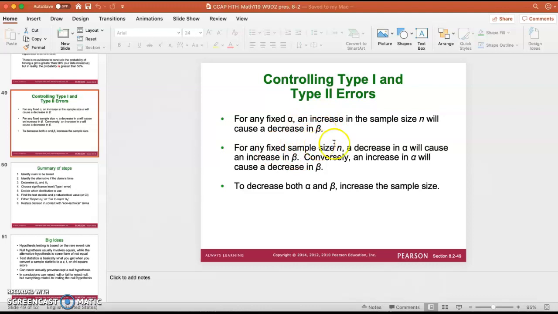Then for any fixed sample size n, a decrease in alpha will cause an increase in beta. So a decrease in type 1 error will result in an increase in type 2 error. And conversely, an increase in the type 1 error will cause a decrease in the type 2 error. Now to decrease both the type 1 and type 2 errors, we can just increase the sample size.